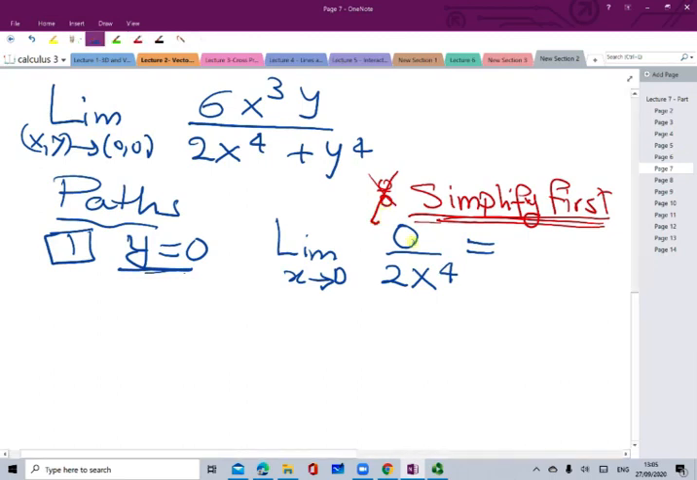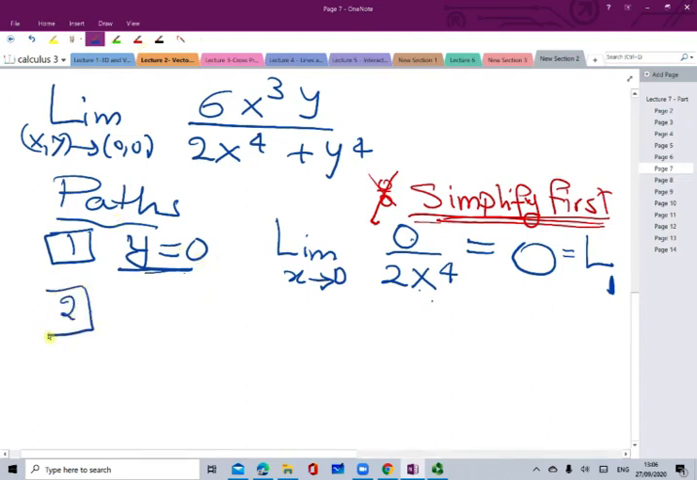So when I simplify, 0 over anything, for any variable x, 0 over x is 0. I didn't even need to take the limits. So I have a value for the limit, and this value is equal to 0. Now I cannot conclude that this is the limit of the function. This is the limit specifically along the x-axis.